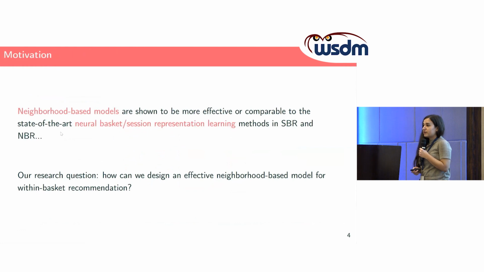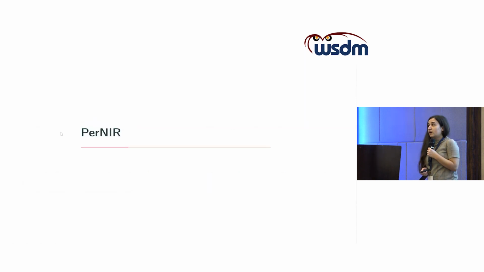Now, despite the fact that neural networks and graph neural networks are very popular in the literature, recent studies have also shown that neighborhood-based models can be more effective than, or comparable to, state-of-the-art neural basket or session representation learning models. This has been shown in session-based recommendation and next basket recommendation. Our motivation and question here was: can we define an effective neighborhood-based model for within-basket recommendation as well? So here I will introduce our model, which we call PERNIR.